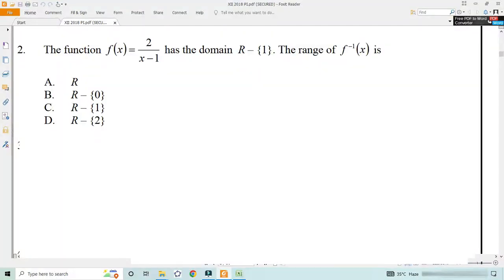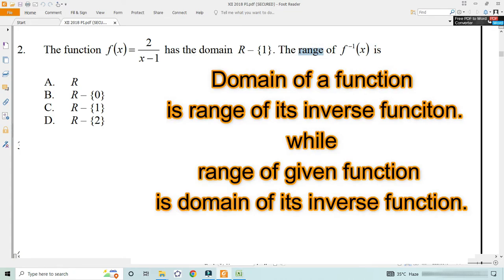अब सेकेंड MCQ में एक फंक्शन गिवन है और उसकी डोमेन भी गिवन है सेट ऑफ रियल नंबर्स एक्सेप्ट 1. हमें उस फंक्शन के इनवर्स की रेंज आइडेंटिफाई करनी है. तो याद रखें कि जो गिवन फंक्शन की डोमेन होती है वो उसी फंक्शन के इनवर्स की रेंज होती है, एंड रेंज ऑफ द गिवन फंक्शन इज ऑलवेज द डोमेन ऑफ इट्स इनवर्स फंक्शन.